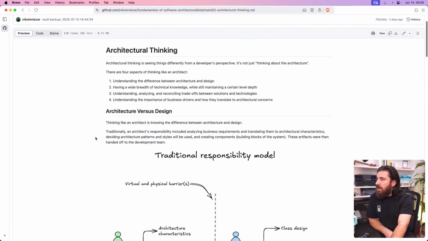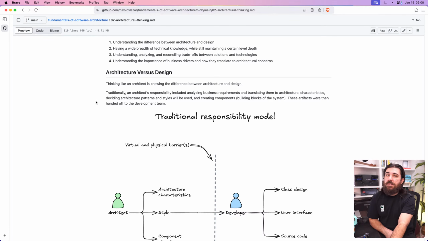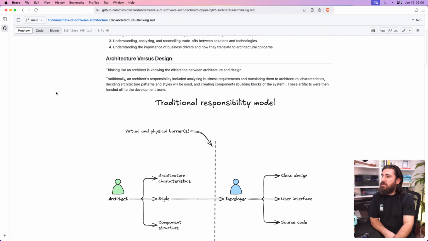All right, so understanding the difference between architecture and design, or architecture versus design. Thinking like an architect is knowing the difference between architecture and design. Traditionally, an architect's responsibility included analyzing business requirements and translating them into architectural characteristics, deciding architectural patterns and styles which will be used, and creating components, or the building blocks of the system. And these artifacts were then handed off to the development team.